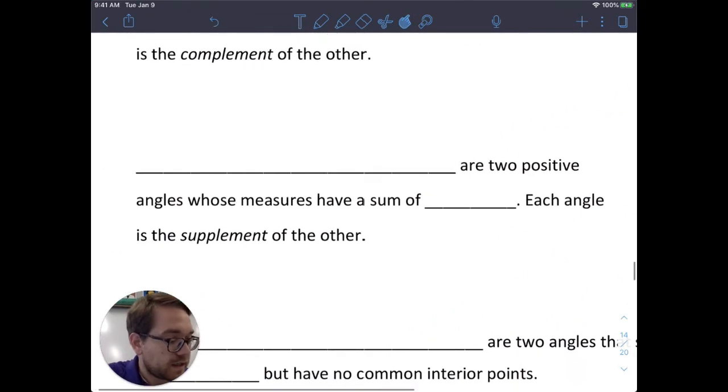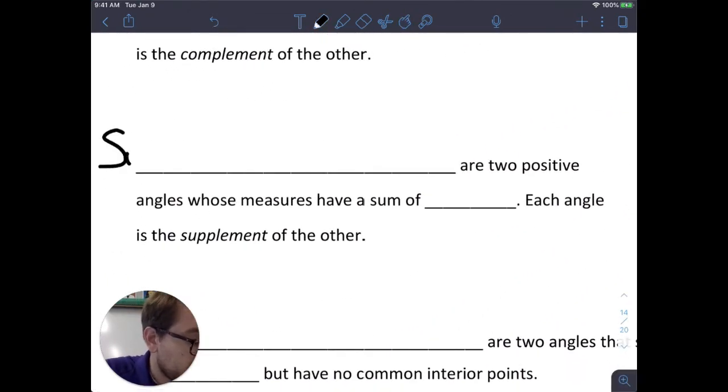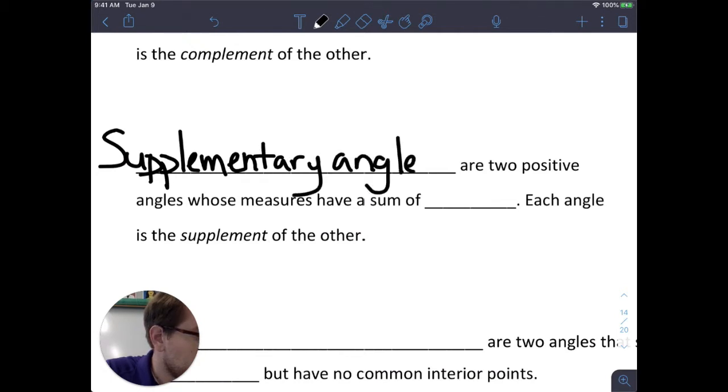The next kind are supplementary. Supplementary angles are two positive angles whose measures have a sum of 180 degrees. And each angle is the supplement of the other. So supplementary angles are two positive angles whose measures have a sum of 180 degrees.